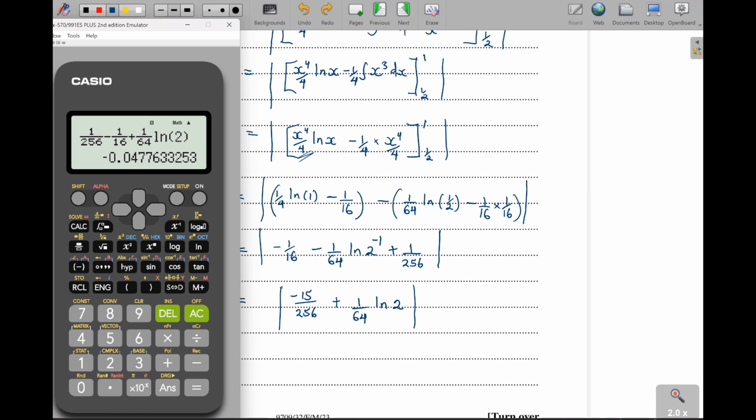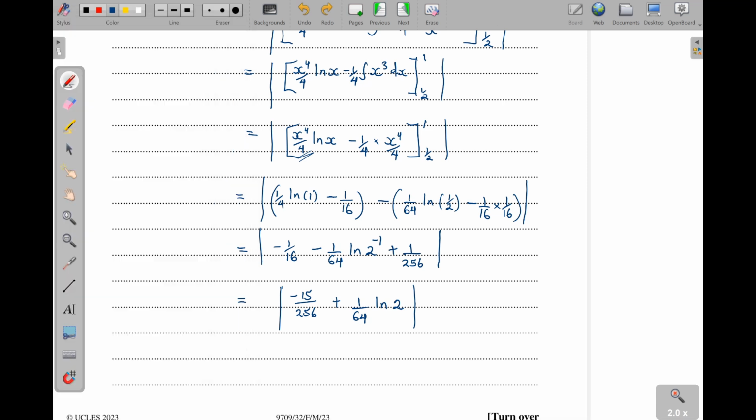So the modulus makes it a positive. So I can say the negative of whatever is coming from here to make our answer a positive. And then our answer becomes, what was negative now becomes a positive, so that is 15 out of 256. Then what was positive now becomes a negative, so minus 1 out of 64 times the natural log of 2. And that is that.